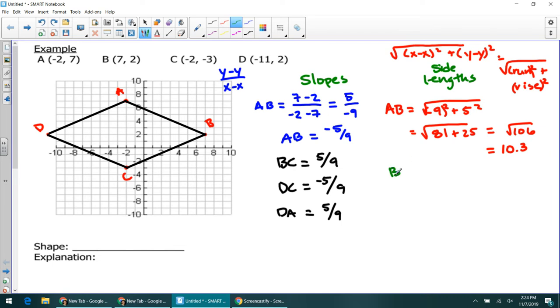We then repeat the process for BC, DC, and DA. And we get that all of those are 10.3 as well. Now that we have our side lengths are all the same, we can mark that. And we know our slopes, and remember that parallel lines have the same slope. So AB has the same slope as DC, so we can mark those as parallel.